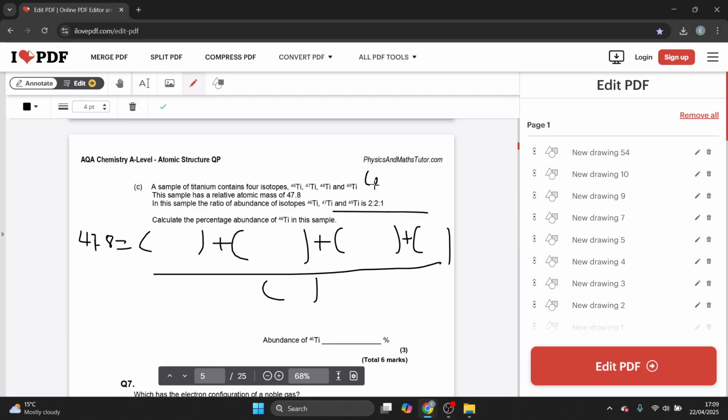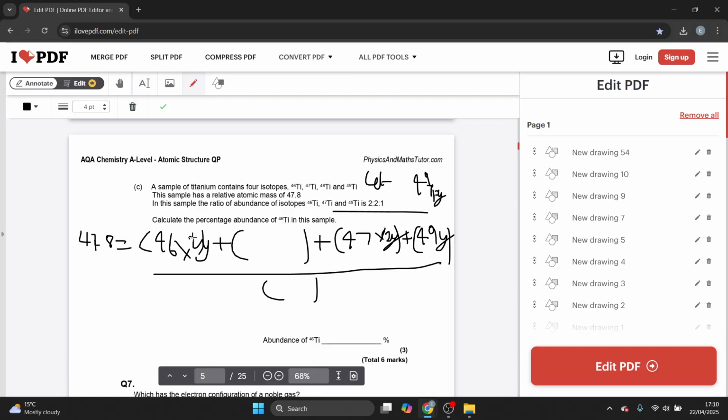So I'm going to let 49Ti equal y. So if I want to find out the percentage abundance of it, it's just going to be 49 times by y. So 49y. But if that's y, then 47Ti, well, that's going to be 47 times by 2y. And 46, well, 46 is 46 times by 2y.